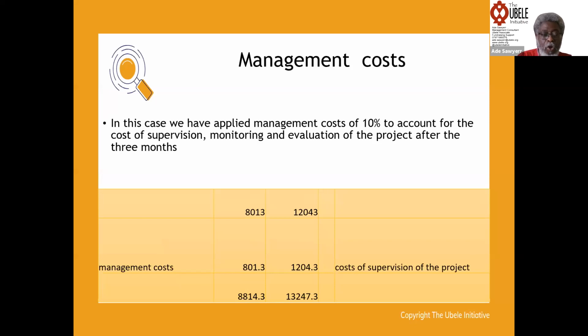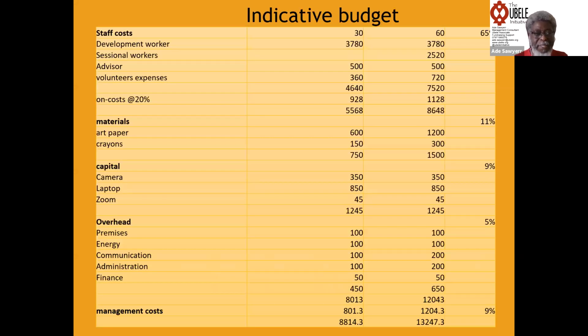So the total cost of running this project is 8,804 if we are dealing with 30 children, and 13,247 if it's for 60 children. So in this case, we have actually developed a budget that has looked at our staff costs, it's looked at our capital costs, it's looked at our material costs, it's looked at our overhead costs, and it's looked at what I call our management costs. So this is a simple budget.